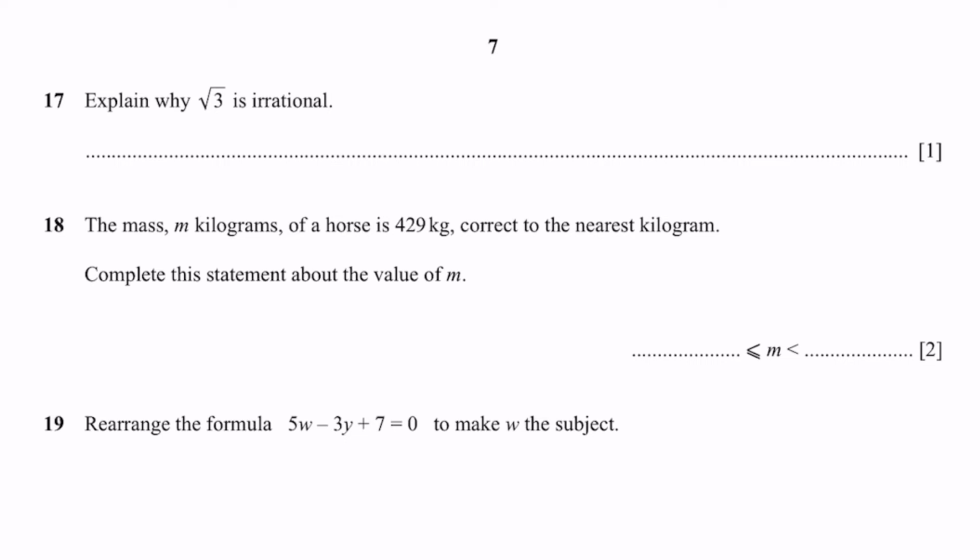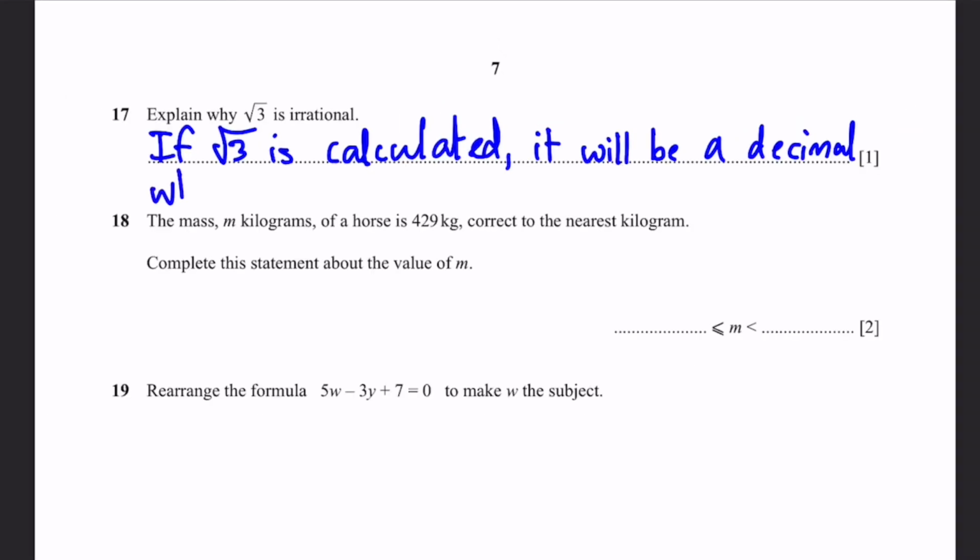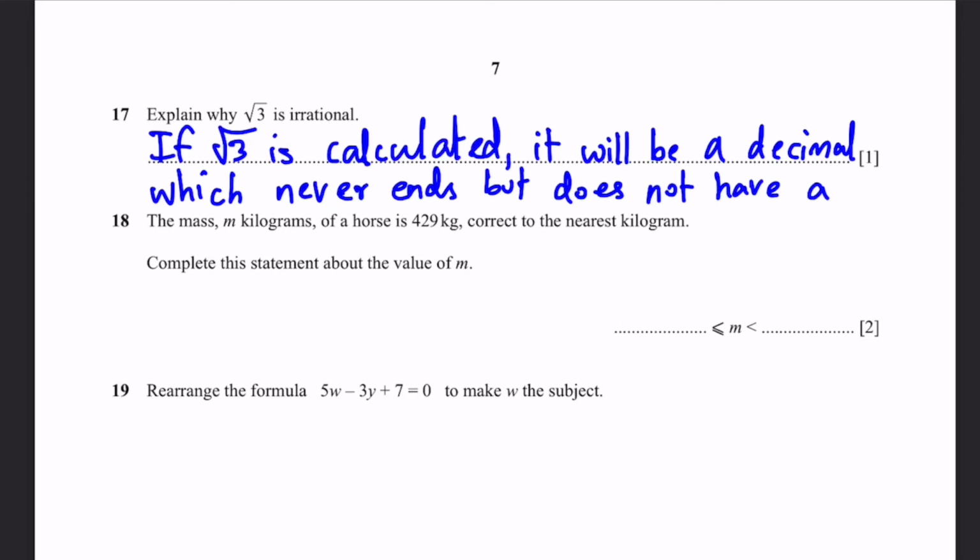Question 17. Explain why root 3 is irrational. If root 3 is calculated, it will be a decimal which never ends but does not have a repeating pattern.